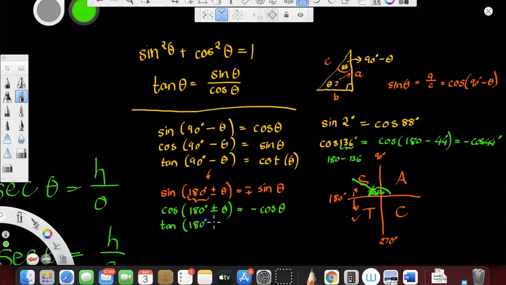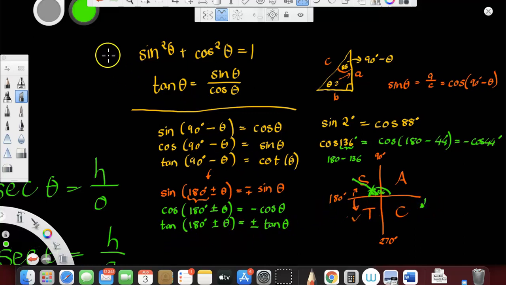Okay, so for tan of 180 plus or minus theta: plus would be positive, and minus would be in the second quadrant, where tan is negative. So it is one of these two sides. The other place where it might be is here in the fourth quadrant. The fourth quadrant is either 360 minus, or it's just negative.